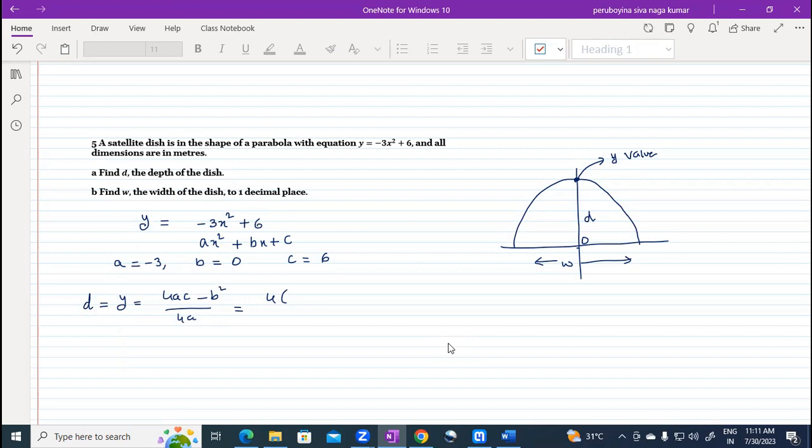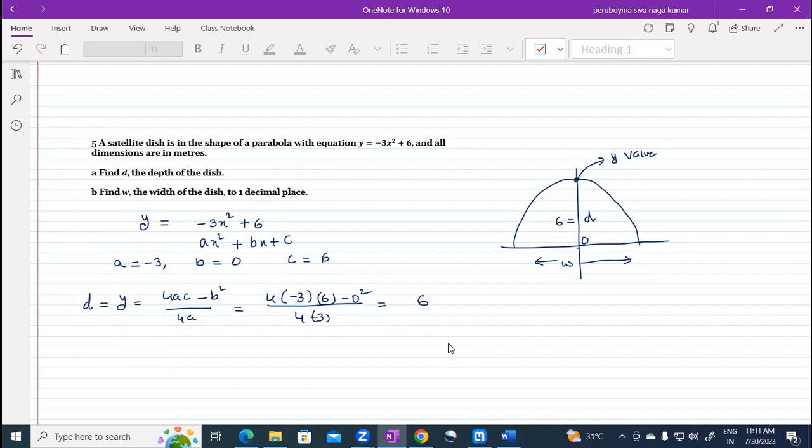4a is how much? Minus 3, c is 6, minus b square is 0 square, divided by 4 into minus 3. Just wait, give me 1 second. 4 and minus 3 got cancelled, so it is 6. Is it correct?